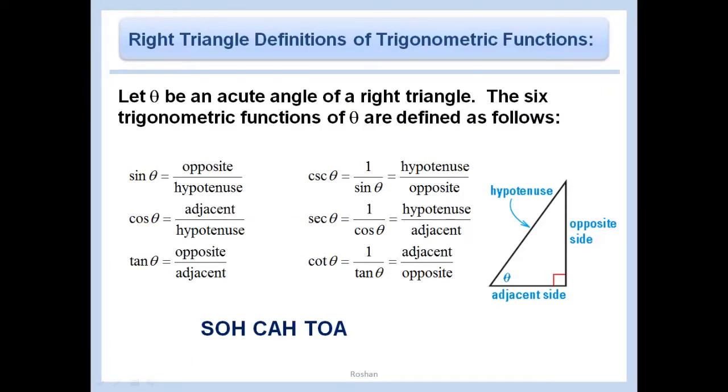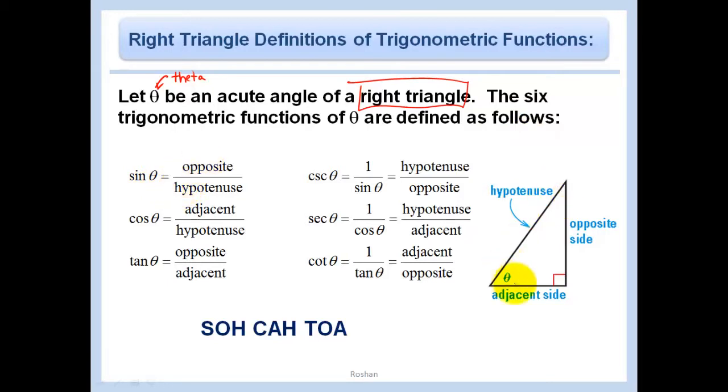If we let theta, that Greek letter right here, be an acute angle, acute meaning less than 90 degrees, let theta be an acute angle of a right triangle. So we must have a right triangle. The 6 trigonometric functions of theta are defined as follows. Sine of theta is opposite over hypotenuse.